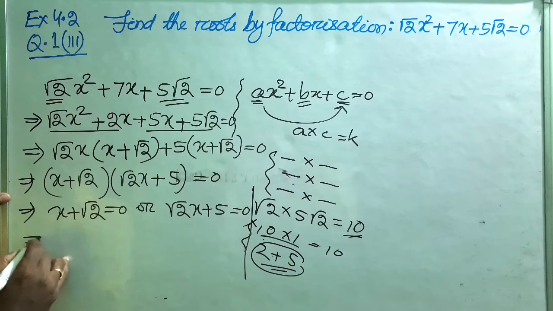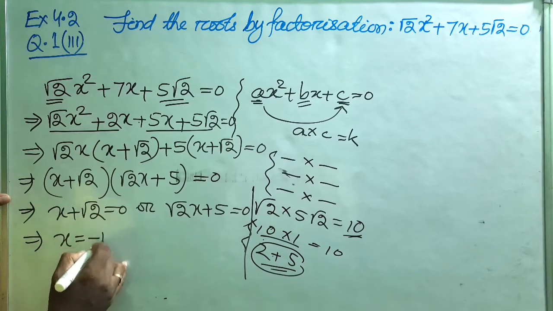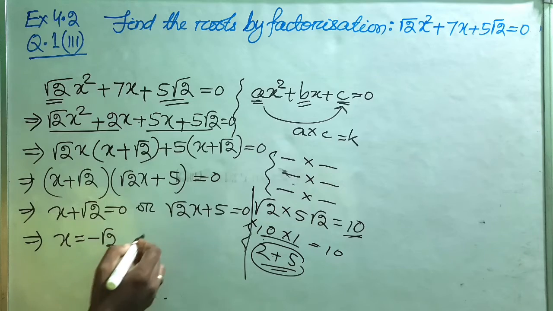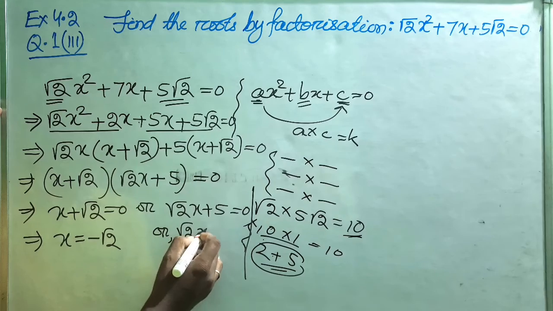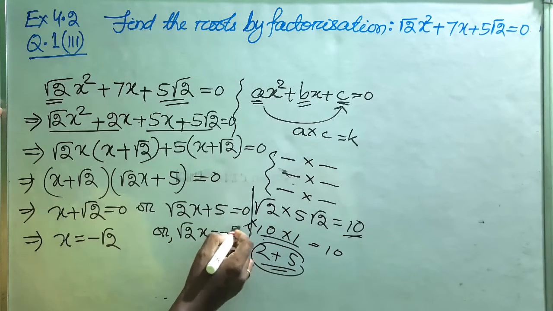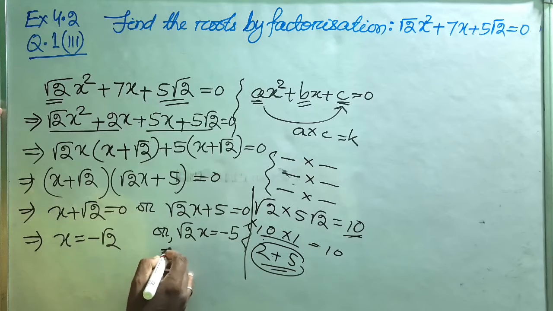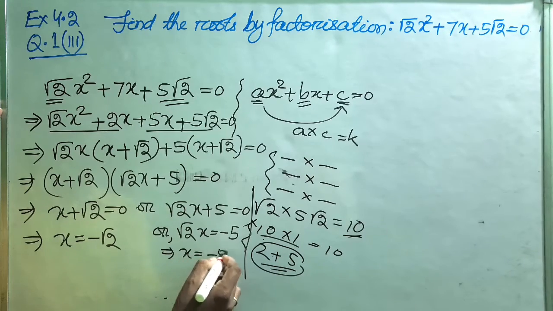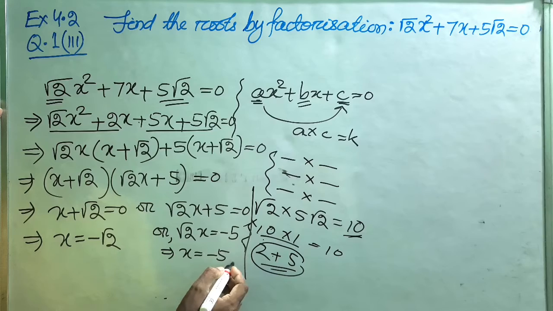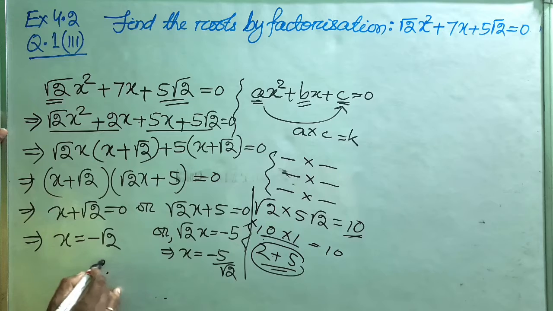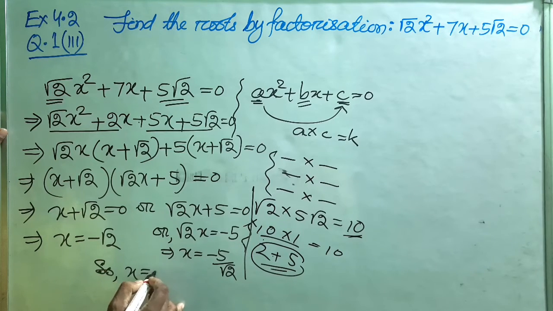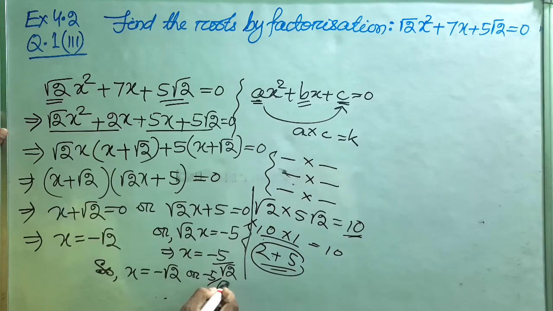Now this implies x is equal to minus root 2. Take this one to the right hand side. Then this one, root 2x is equal to minus 5. If we take plus 5 to the right hand side, it becomes minus 5. Now this implies x is equal to minus 5 by root 2. Now root 2, if we take to the right hand side, it will be divided. So we get the value of x. So you write down, x is equal to minus root 2 or minus 5 by root 2. So this is the answer.